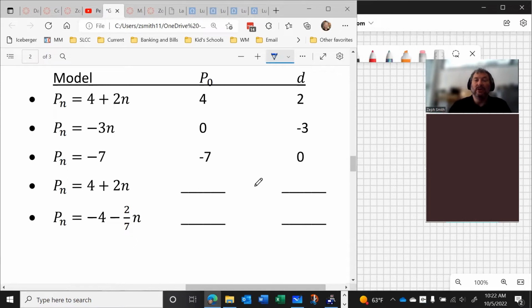So, your turn. You can put it in the chat. What is P sub 0 and D for this next example?